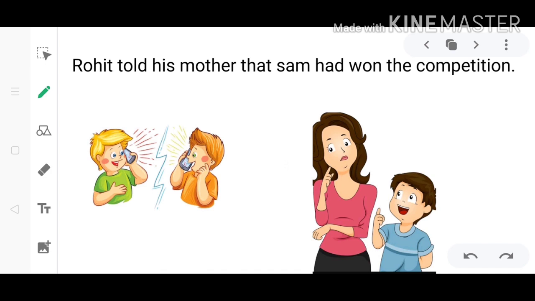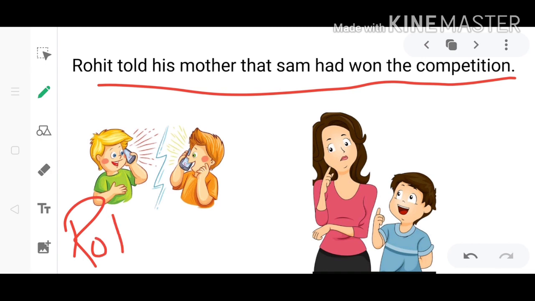Now we have the second example, where Rohit told his mother that Sam had won the competition. Consider that in this picture two boys are talking on the phone. They have a conversation between them. Consider this one Rohit, and this boy Sam. In the telephonic conversation, Sam told Rohit that he had won the competition. There was a competition in which Sam participated and he had won it. So he informed Rohit about his winning.